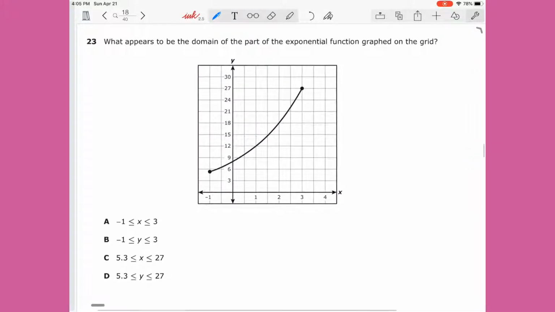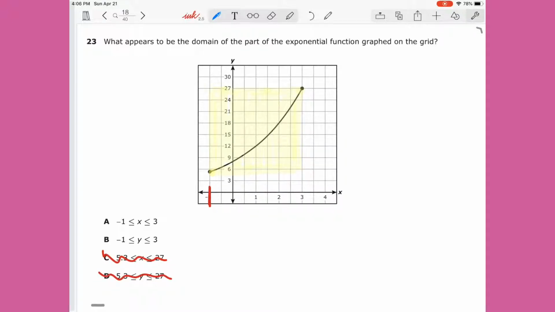Number 23, this is really easy. Domain. So remember, I'm going to draw my frame. And let me do a highlighter. Domain, we're looking at all of the x values. My minimum x value is negative 1. So that's going to eliminate C. That's going to eliminate D.